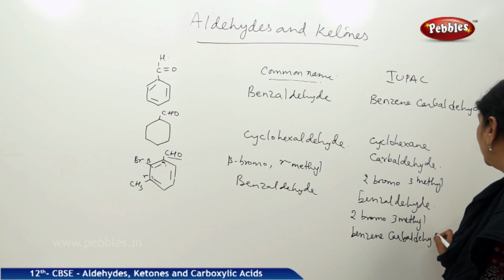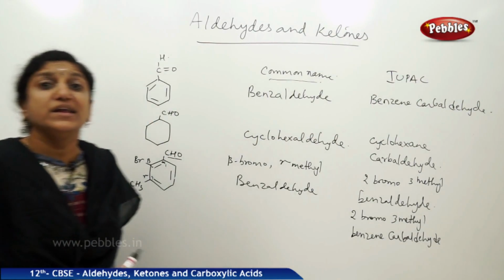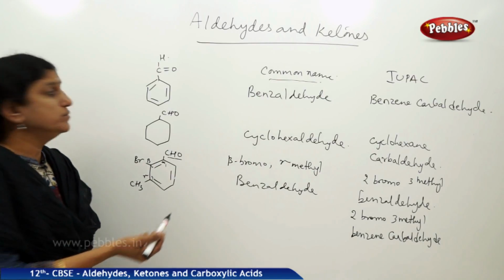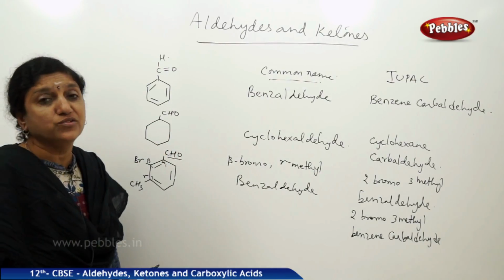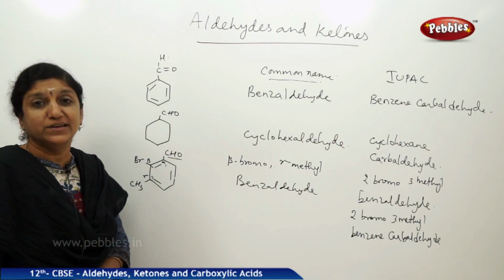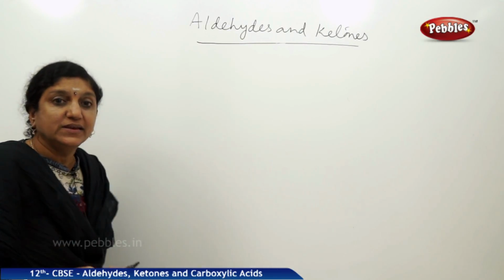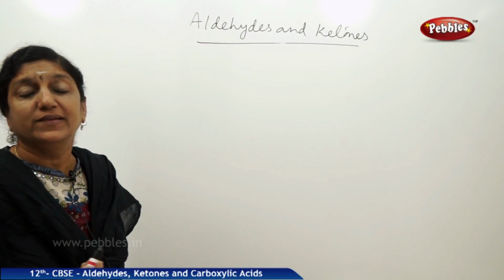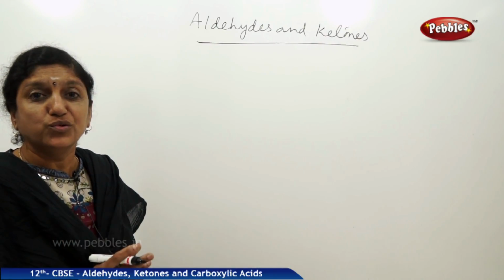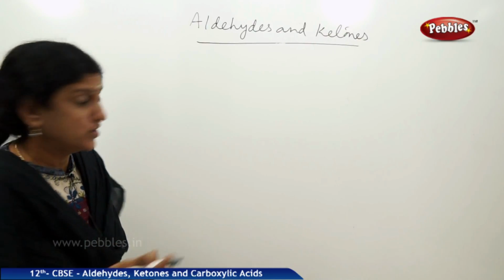So this is how you name aldehydes which contain ring systems involved in them. So whether the ring system is saturated or unsaturated, you take into account the name of that saturated ring system when you name these compounds. Let us see how compounds that are ketones, the ketone group, if it is attached to a ring system, how do we go about naming such compounds?